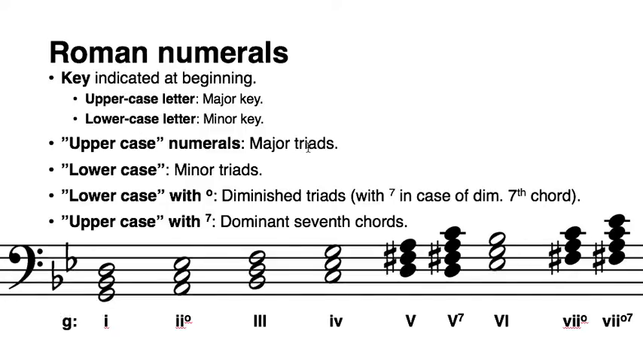Uppercase Roman numerals, major triads. Lowercase Roman numerals, minor triads, of which we have really only two, on the tonic and the subdominant. Lowercase with a superscript O, diminished triads. If it is a leading tone diminished seventh, you're also going to use superscript 7 next to that superscript O, like that. That already implies fully diminished, right? Diminished triad plus a diminished seventh. And uppercase with a superscript 7, that is a dominant seventh chord, a major triad with a minor seventh.